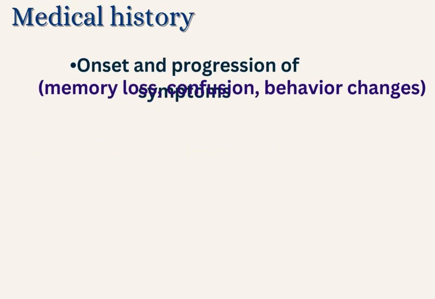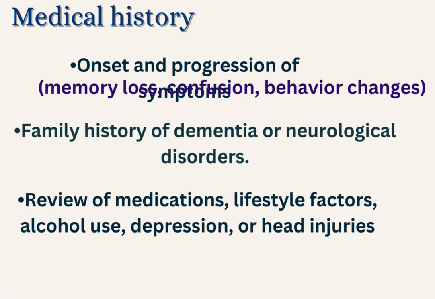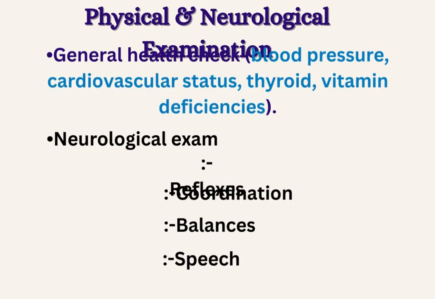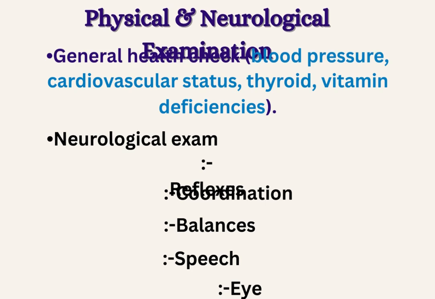Medical history: onset and progression of symptoms, memory loss, confusion, behavior changes, family history of dementia or neurological disorders, review of medications, lifestyle factors, alcohol use, depression, or head injuries. Physical and neurological examination, general health check, blood pressure, cardiovascular status, thyroid, vitamin deficiencies. Neurological exam, reflexes, coordination, balance, eye movements, speech.